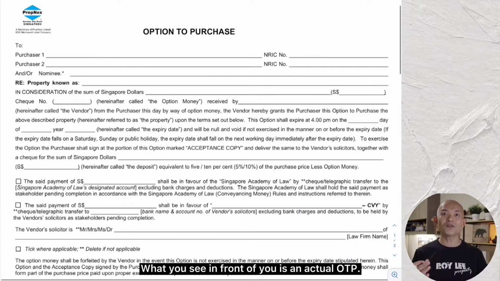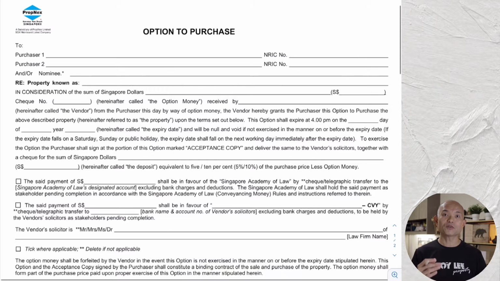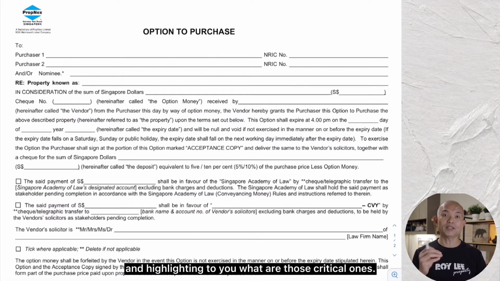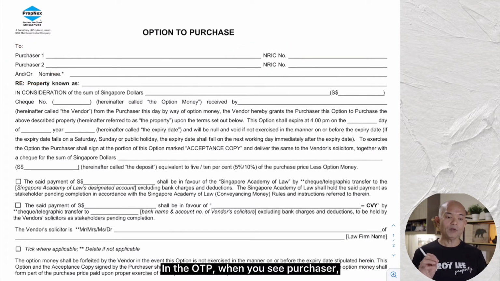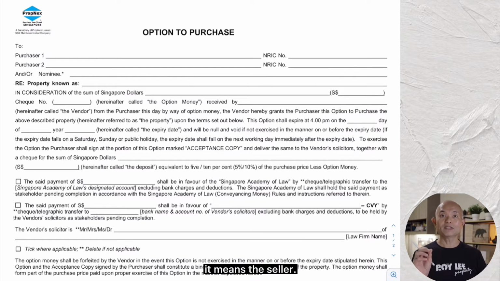Now let's move on to take a look at an actual OTP itself. What you see in front of you is an actual OTP. There are a total of 2 pages, and I'll be running through with you the clauses in the OTP and highlighting to you what are those critical ones. Now for the sellers, I'm sure you have your agents with you, so he will be helping you prepare this OTP for the buyers. The first thing you need to write into the OTP is the purchaser name and the NRIC number. In the OTP, when you see purchaser, it means the buyer. If you see the word vendor, it means the seller.